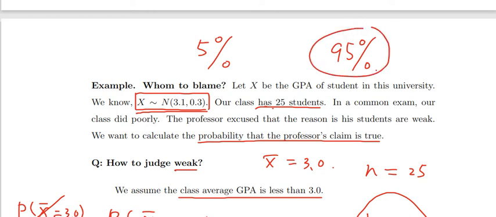We should believe the student claim is true, or that the professor's teaching is bad. So whom should be blamed? We should blame the teacher. If such a thing happens, we usually will blame the teacher, right?